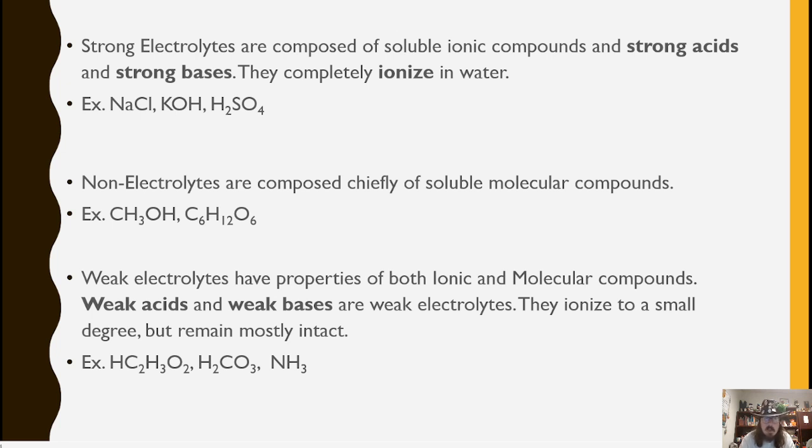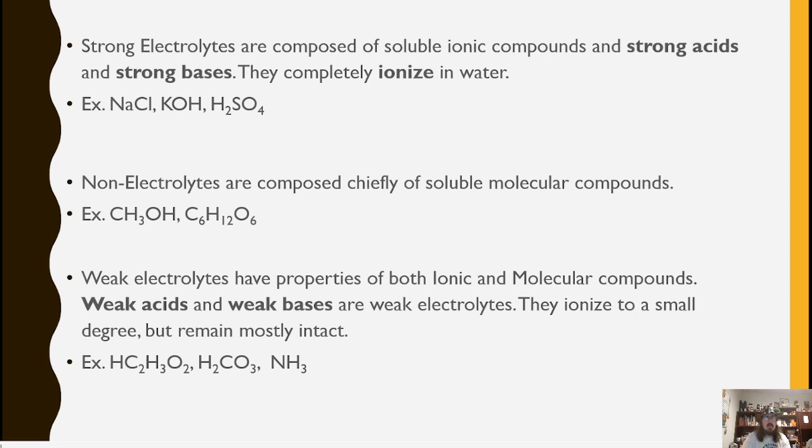Non-electrolytes are usually soluble molecular compounds like methanol and glucose, C6H12O6. Notice, no metals, and the H isn't out front.